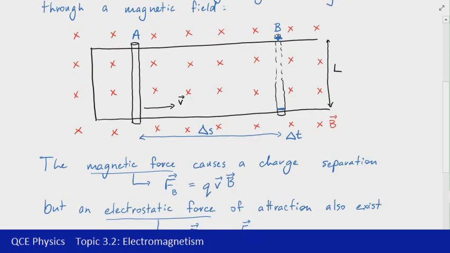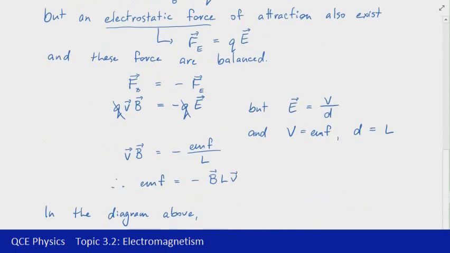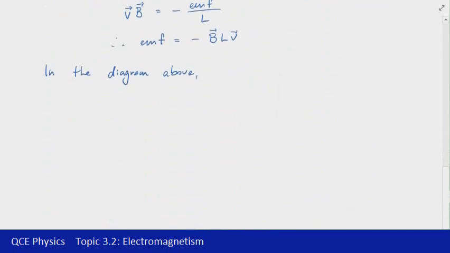So you notice there we now have delta S and delta T. We can then relate that back to the velocity of the conductor itself. So we can say that V is actually equal to delta S over delta T. Making that substitution, we can therefore say that EMF is equal to negative B L delta S on delta T.